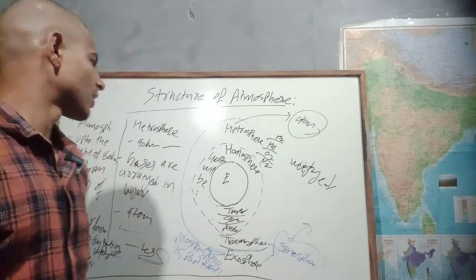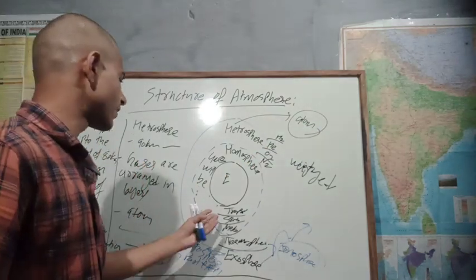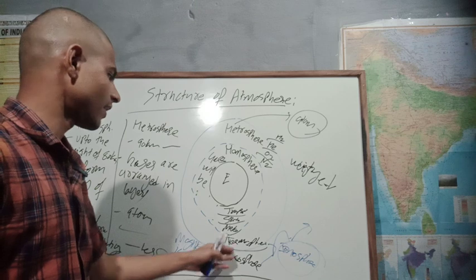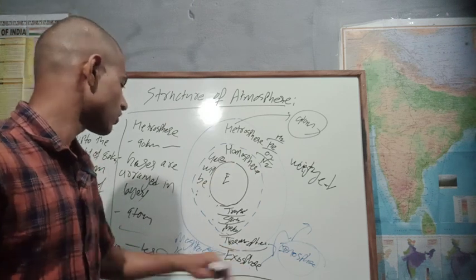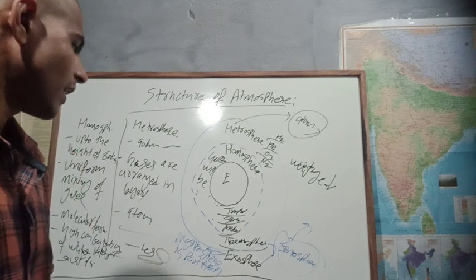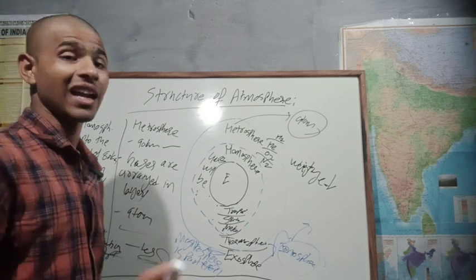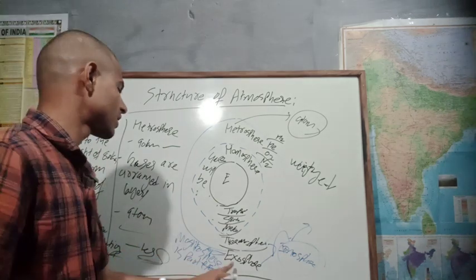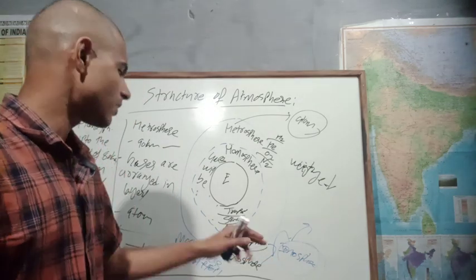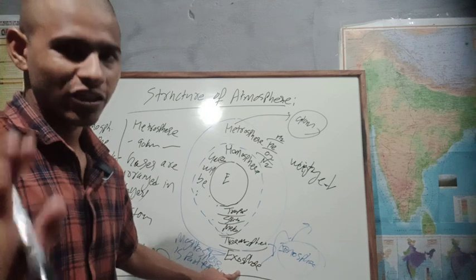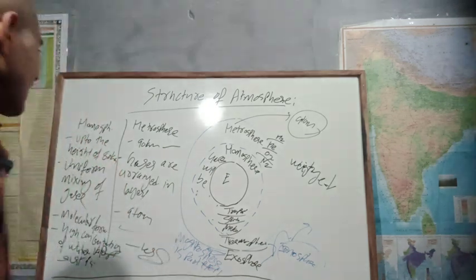Another difference is that the homosphere has three layers, and the heterosphere has two layers. What are these two? Thermosphere and exosphere. You may get confused about magnetosphere and ionosphere. Magnetosphere is a part of the exosphere. Ionosphere lies between the thermosphere and exosphere. Fine. And what is the next difference?